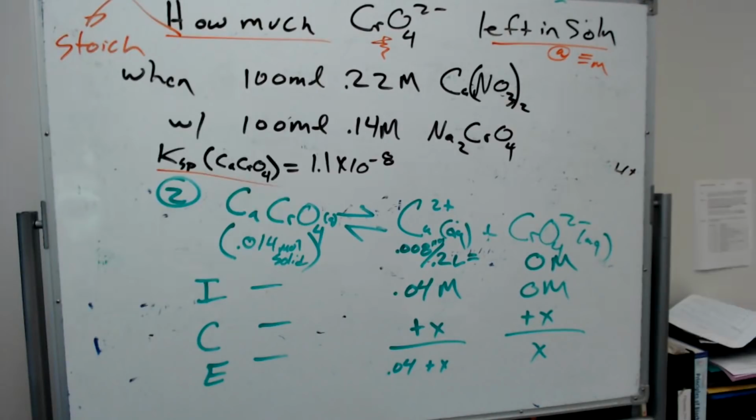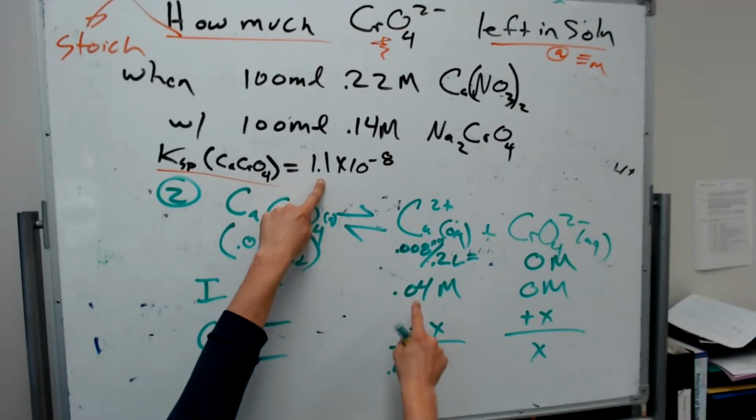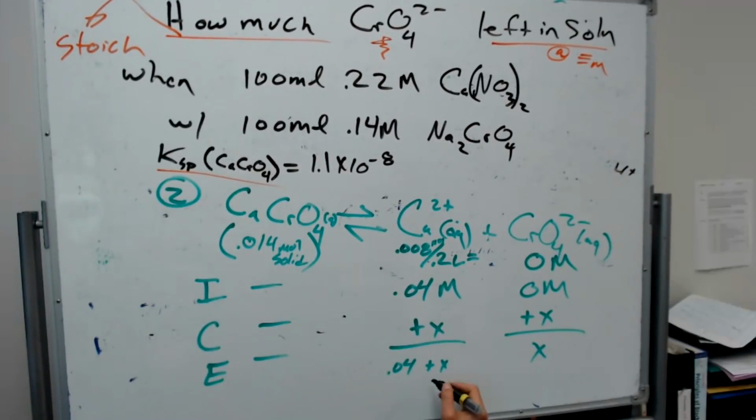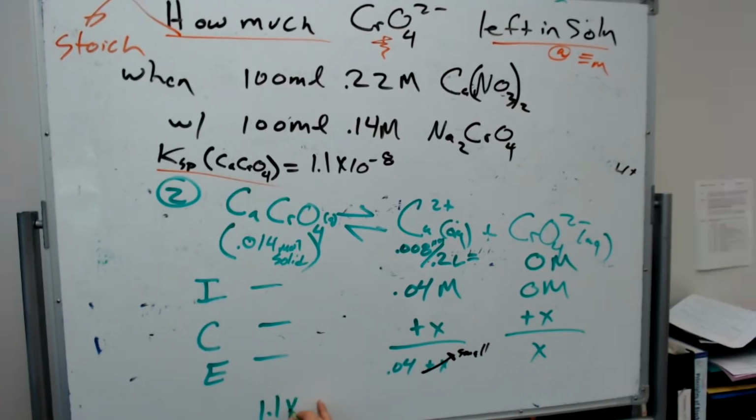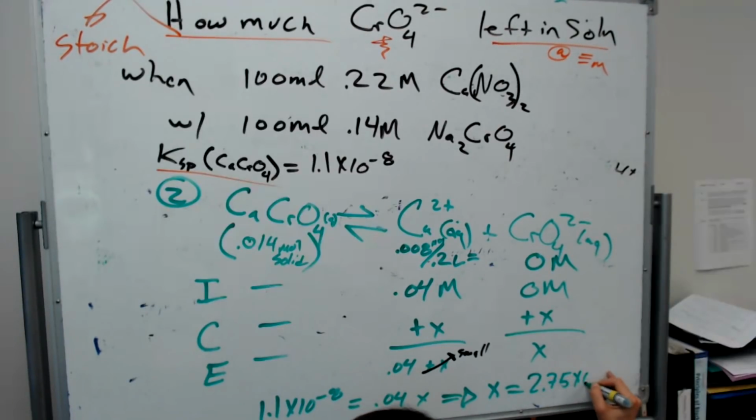With a KSP of 1.1 times 10 to the minus 8, can we use the x is small approximation? Comparing this value to that value? Yeah, probably. So we're going to go ahead and just say that's small. And we've got something that's relatively manageable: 1.1 times 10 to the minus 8 is equal to 0.04x. Can you solve for x? I cannot, in my head. I need your help again. It's 2.75 e to the negative 7 M.